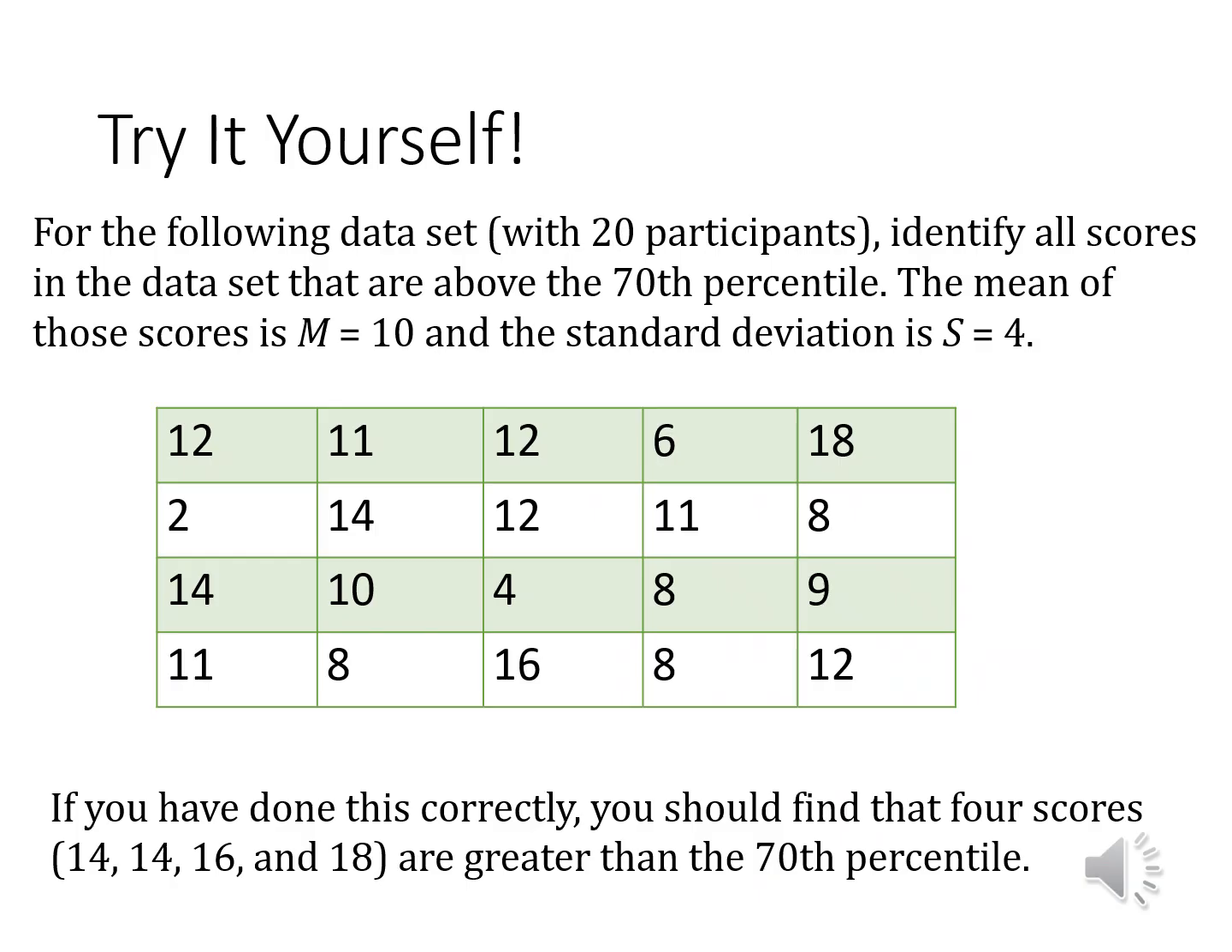So go ahead and try it yourself. For the following data set with 20 participants, identify all scores in the data set that are above the 70th percentile. So have SPSS calculate those for you. Know that the mean is 10, standard deviation is 4.0, and if you've done this correctly, you should find that 4 scores, 14, 14, 16, and 18, are greater than the 70th percentile.